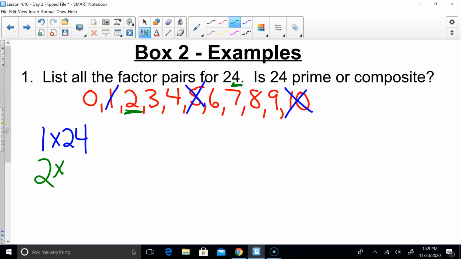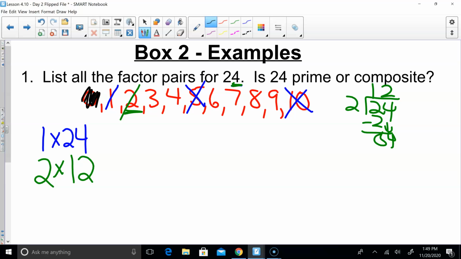So 2 times what equals 24? If I'm not sure, I can go 24 divided by 2. 1, 2, 0, bring down the 4. 2 can go into 4 2 times. 12. So 2 times 12 is 24. So I can cross off 24. That's another one that makes it. I can get rid of the 0. I don't know why I put that one on there, because 0 times anything would give us 0.